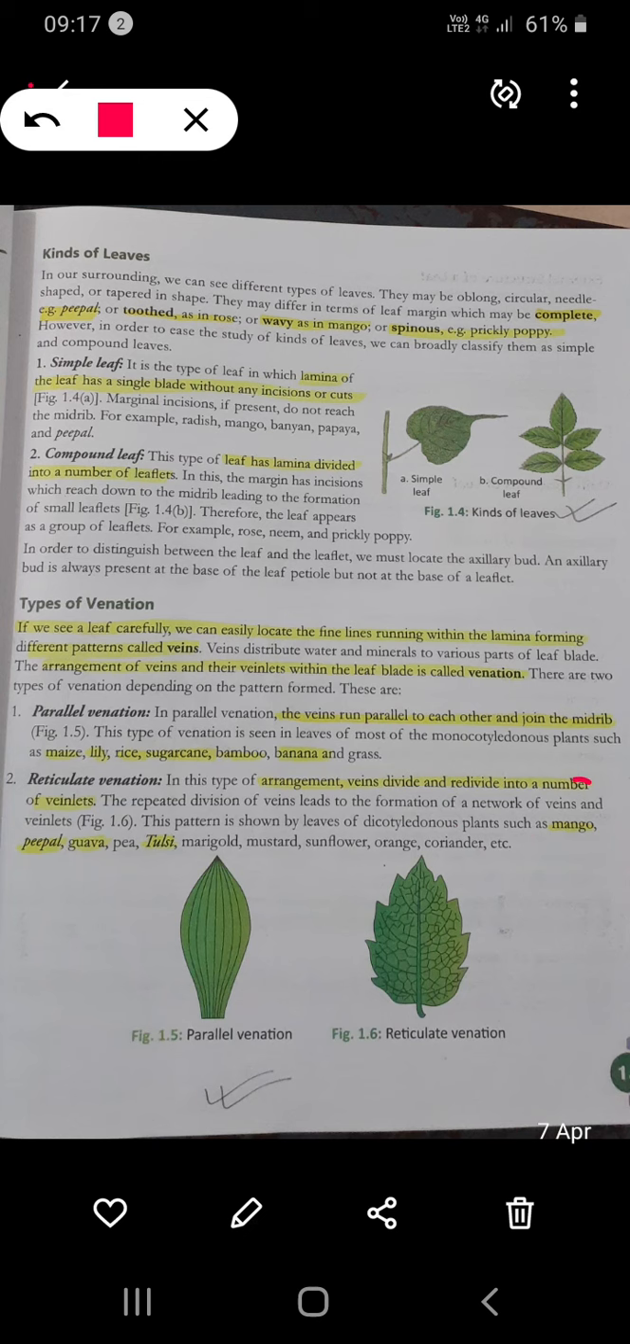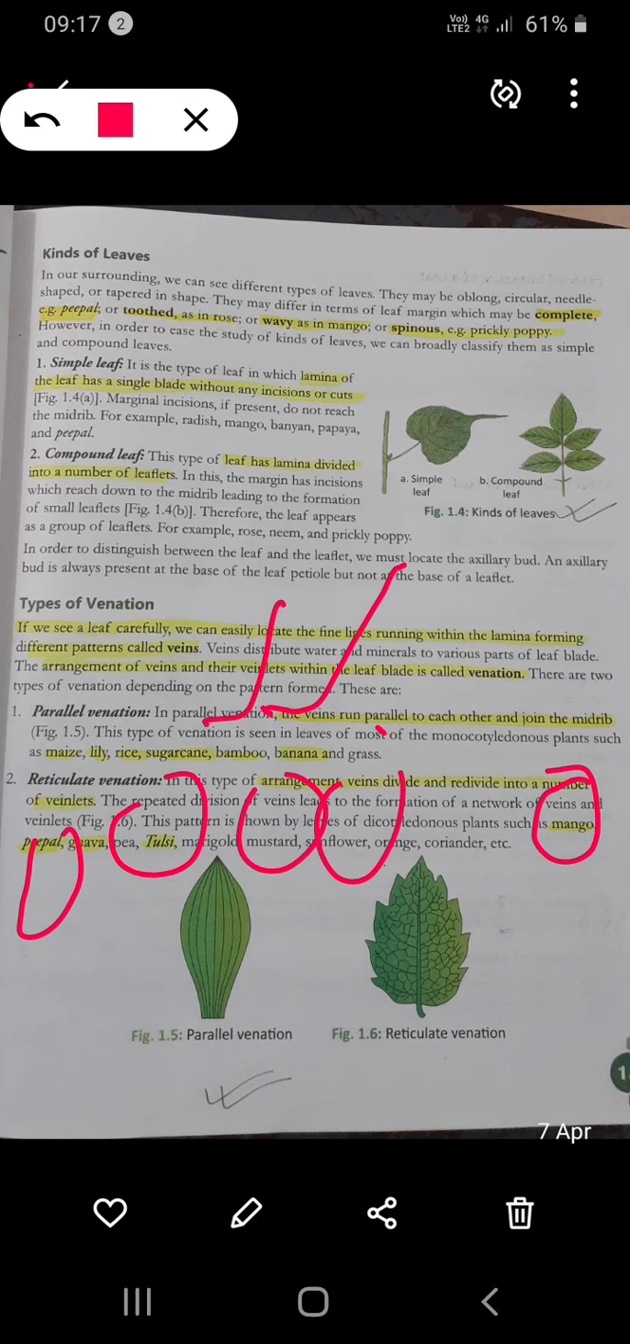The examples are mango, tulsi, peepal, guava, mustard, sunflower. Any 4 examples you can write. These are examples of reticulate venation. And the examples of parallel venation are banana, bamboo, grass, maize, like this. Okay, students, you have to draw each and every diagram in your notebook.